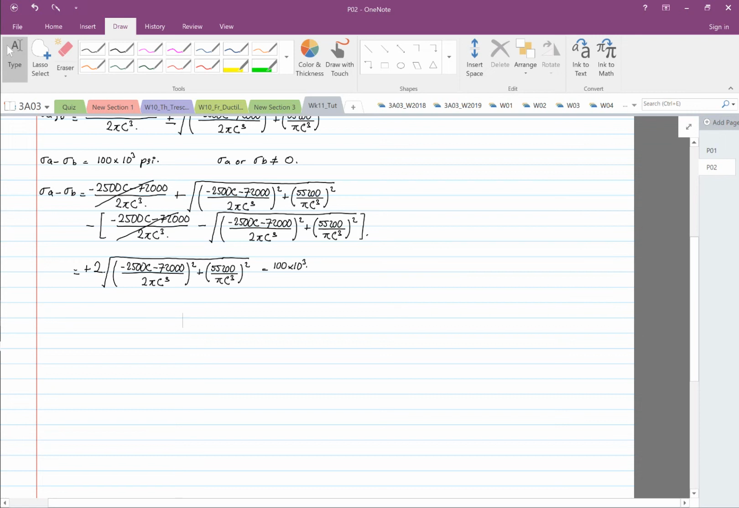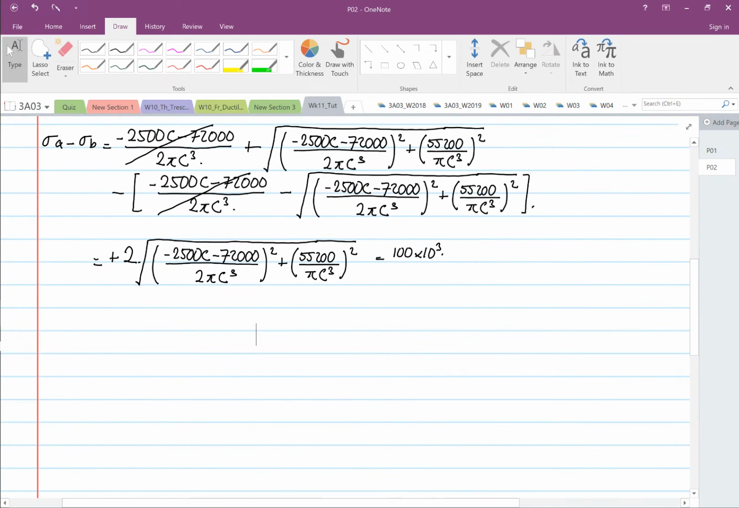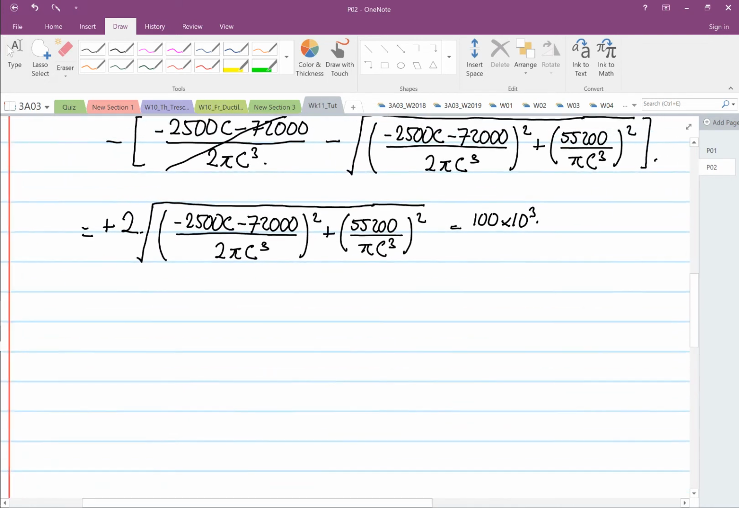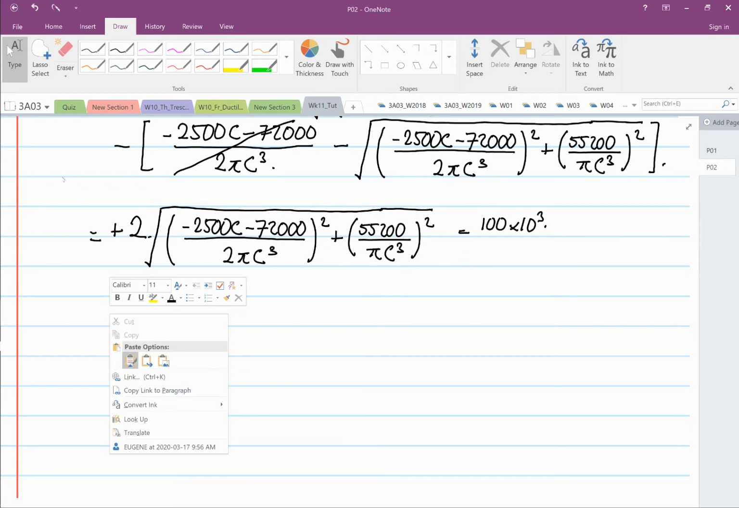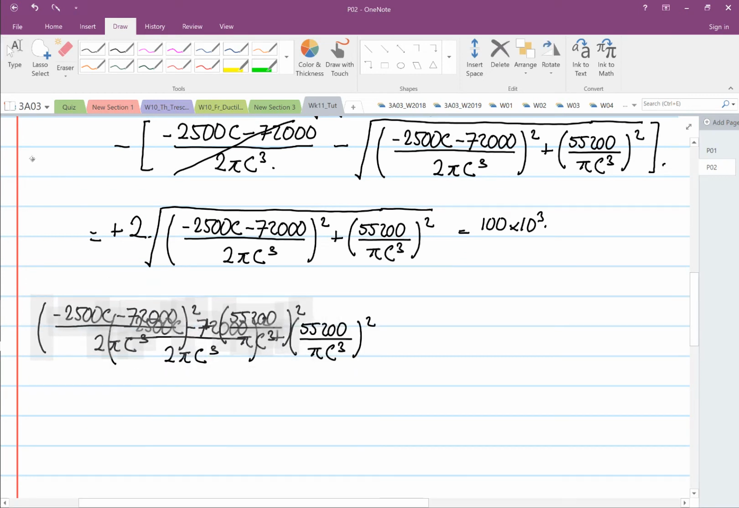Right, hi. So from here, we are going to solve this equation to find the C value. From here, this is equal to minus 2000. So we're going to carry over and square it. We're going to bring the 2 inside, so I'm going to copy and paste this term here, and I'm going to remove the 2 and the 100.